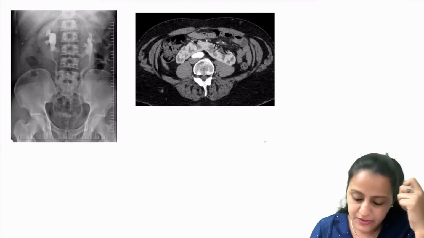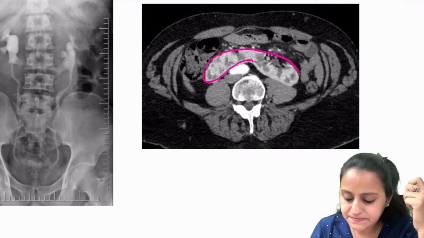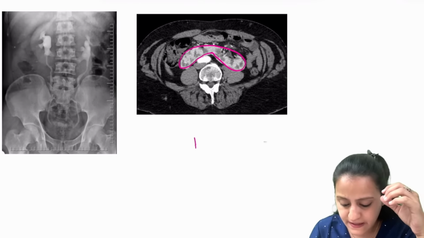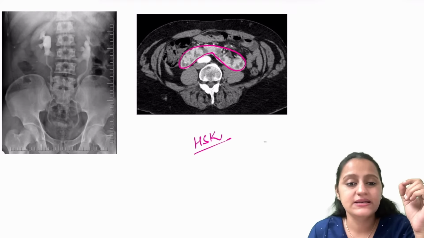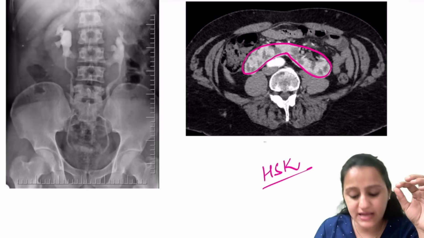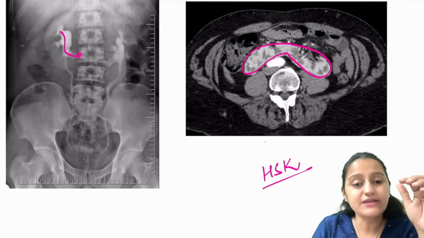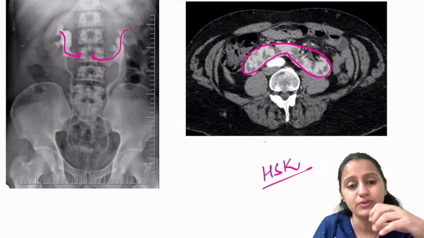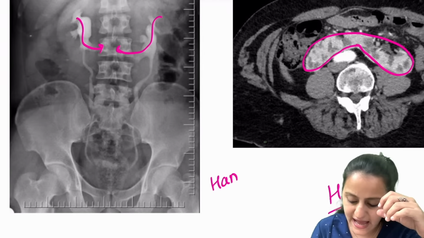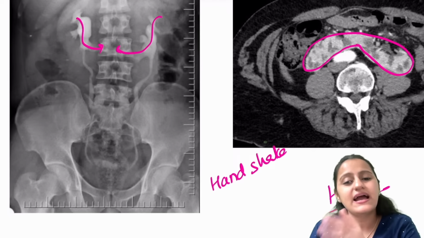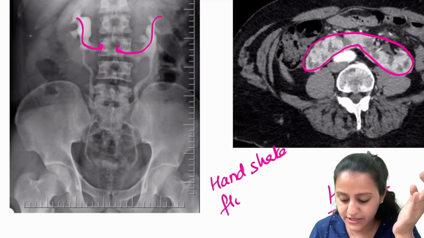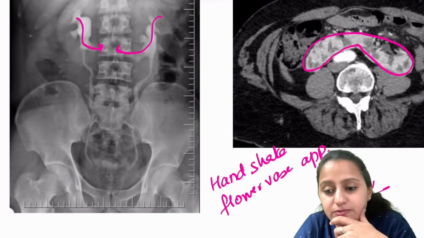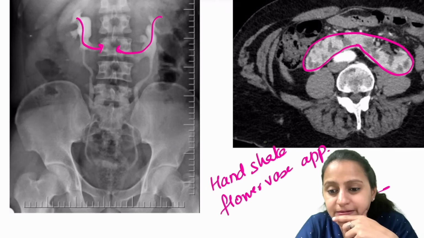Correct. What are we seeing in the CT here? The kidneys which have come and fused in the midline, horseshoe kidney. What do you see in horseshoe kidney in the IVP? The kidney is coming towards the vertebra to meet the other kidney, right? So that is the handshake sign, shaking hand, handshake appearance, or it is also called as flower vase appearance. Okay, flower vase appearance. Is it clear with everyone?